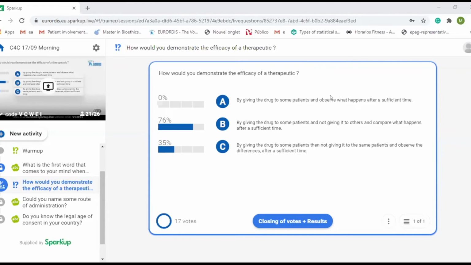If you cannot connect through SparkUp, you can always answer via chat. Okay, B is the choice of most of you, perfect. So we'll see B is the best answer possible.